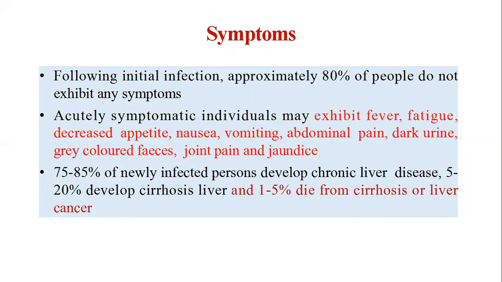So 75 to 85% of newly infected persons develop chronic liver disease, and 5 to 20% develop cirrhosis, and 1 to 5% die from cirrhosis or liver cancer, HCC.